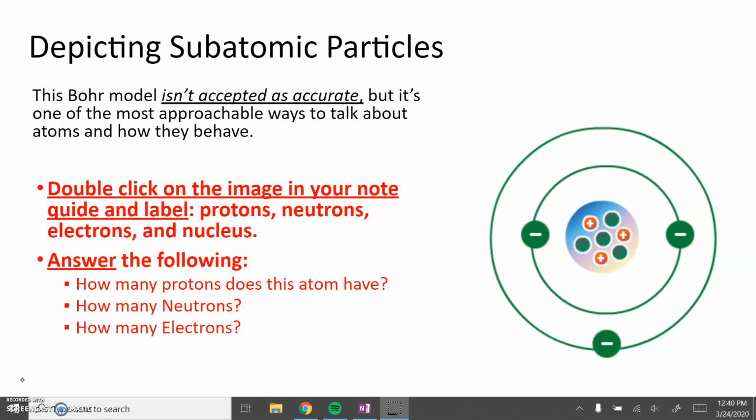Looking at this Bohr model, we can see that it has 3 protons, 4 neutrons, and 3 electrons.